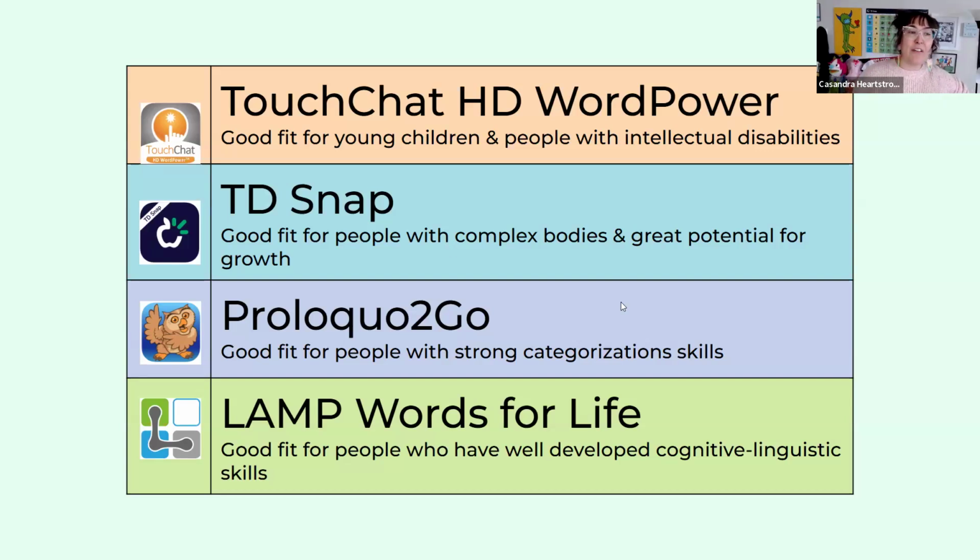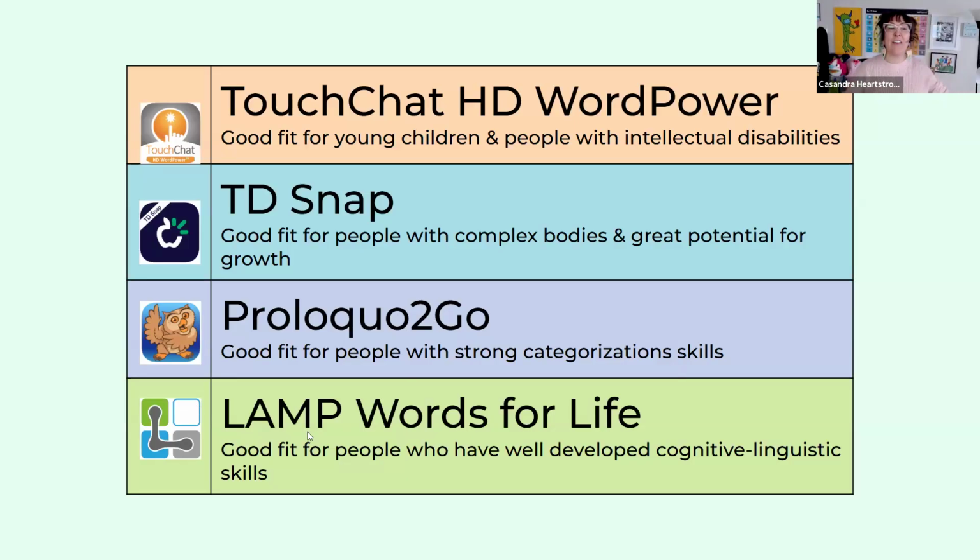Proloquo2Go is a good fit for people with strong categorization skills, and that's how their brain works. For me, if I have a student who's got great categorization skills and has an intellectual disability, I probably will still knee jerk to Touch Chat because it has other features that I really appreciate.